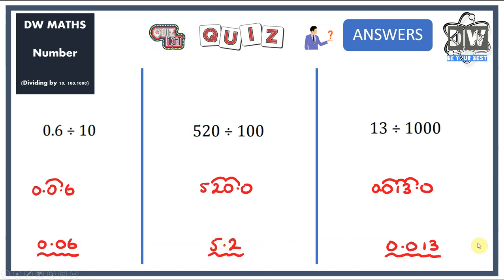And the same thing here, do you put the 0 there? Well, 0.013 is the same value as 0.0130, so we don't need to write the 0.